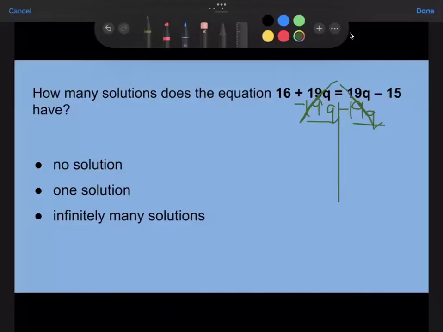That leaves me with the statement that 16 is equal to -15, which is not true. So that means this equation has no solution. That means no matter what number Q is equal to, it will never be a solution for this equation.